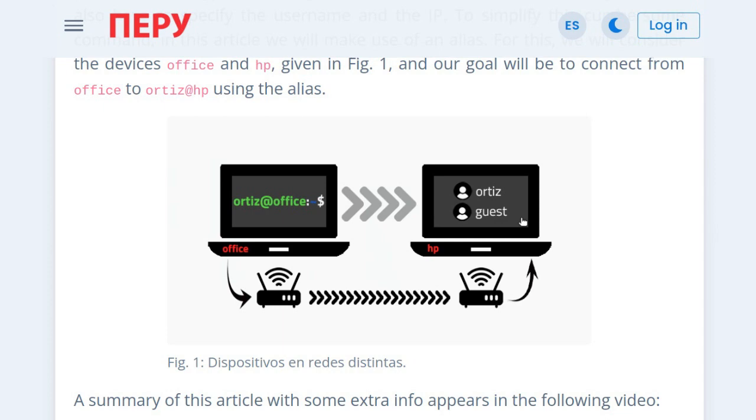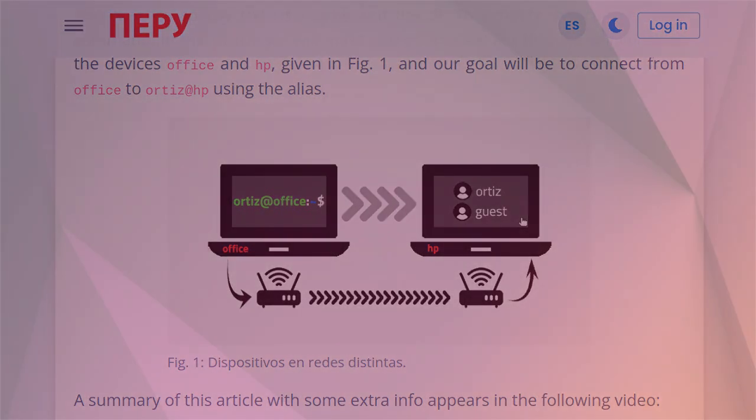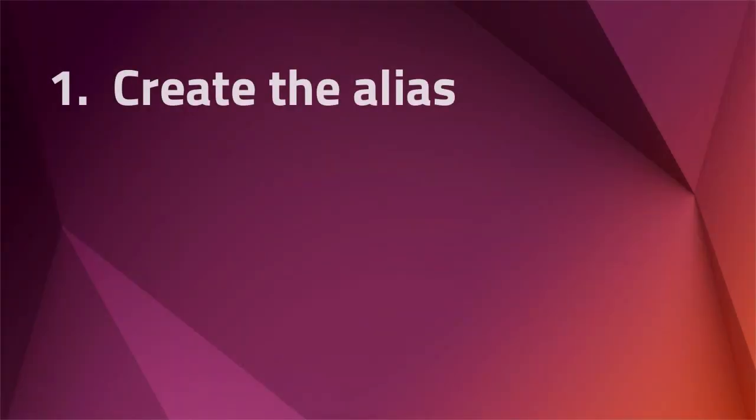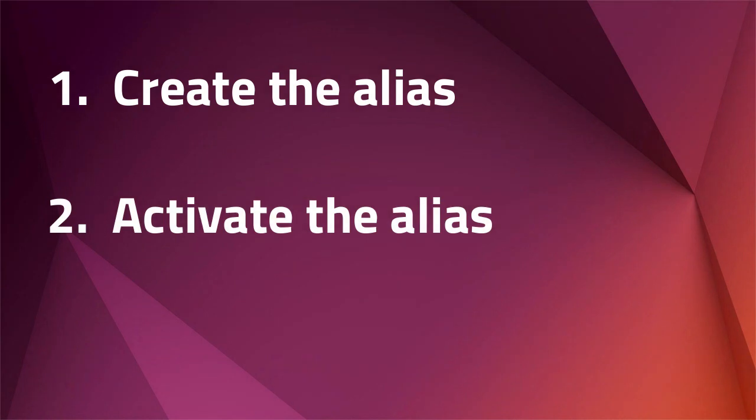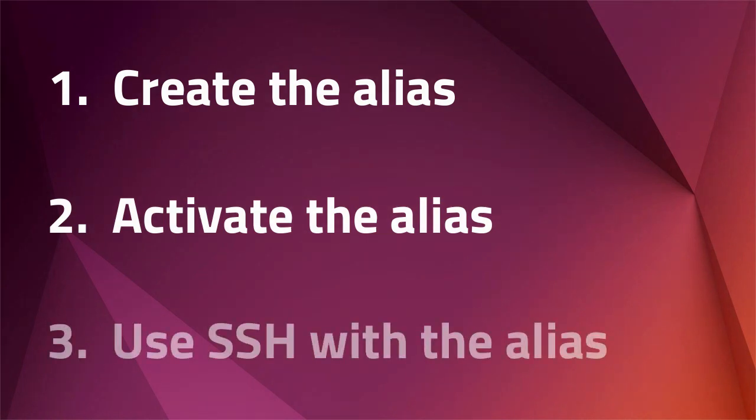The steps to follow are 3. First, we need to create the alias. Second, we need to activate the alias. And third, we need to access the remote device with the alias.